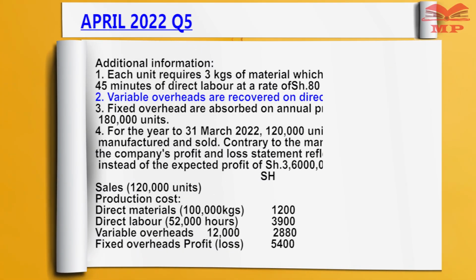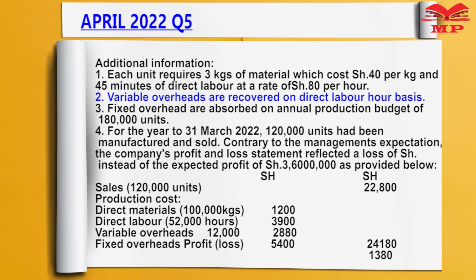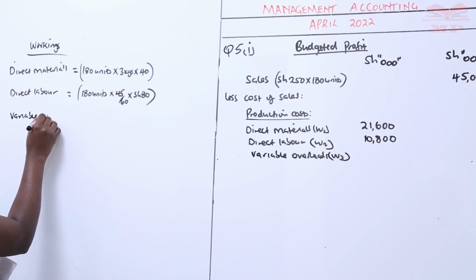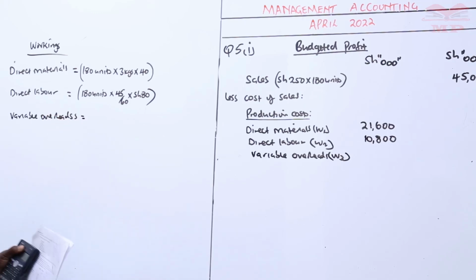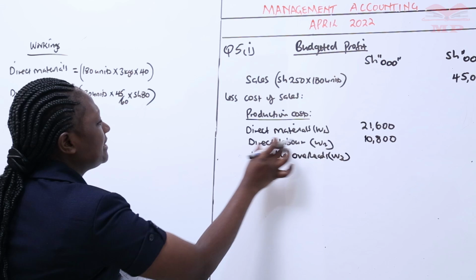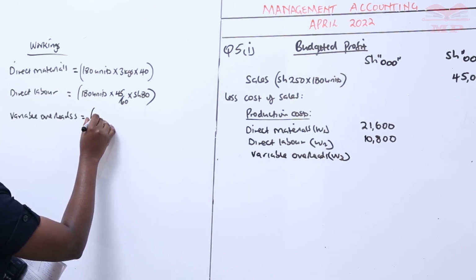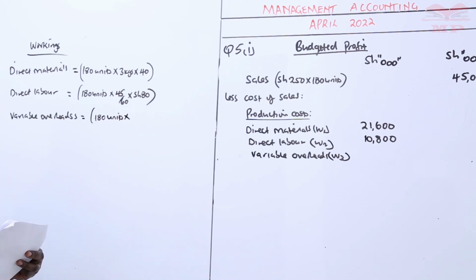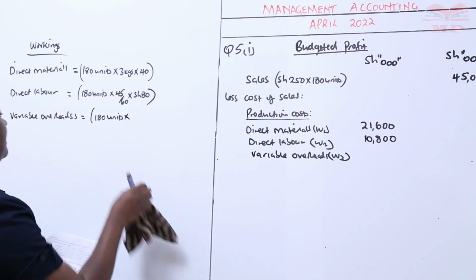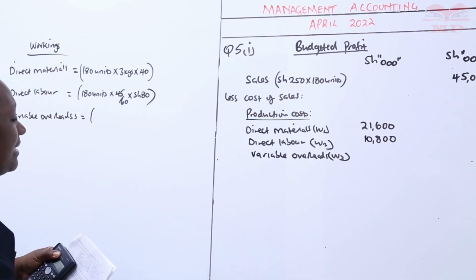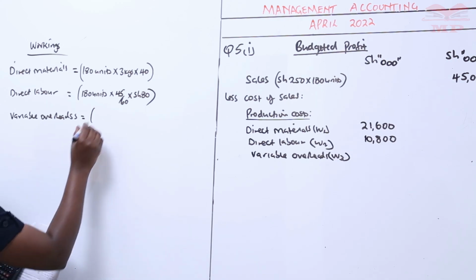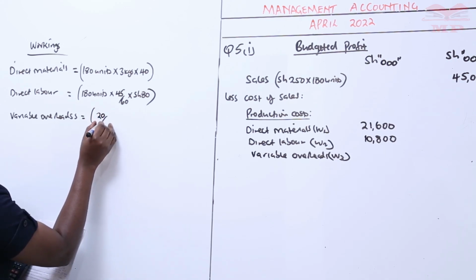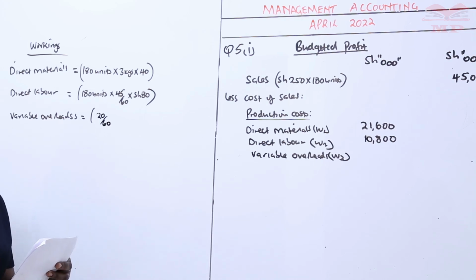Variable overheads, note number 2, we are told that variable overheads are recovered on direct labor hour basis. So again, we need to calculate the variable overheads, and they are recovered on the basis of direct labor. So we have to take 180 units multiplied by, in fact, we already calculated that, so we simply need to calculate it on labor. In that table, the variable costs had 20 shillings, so express it on labor, which had 60 shillings.